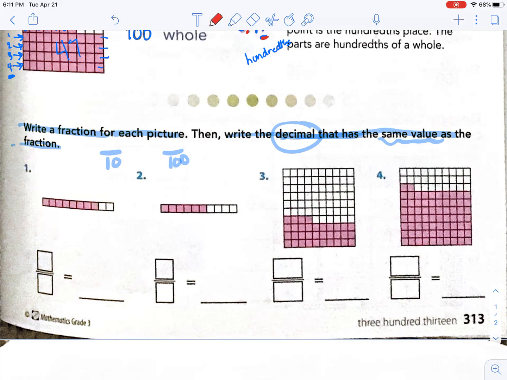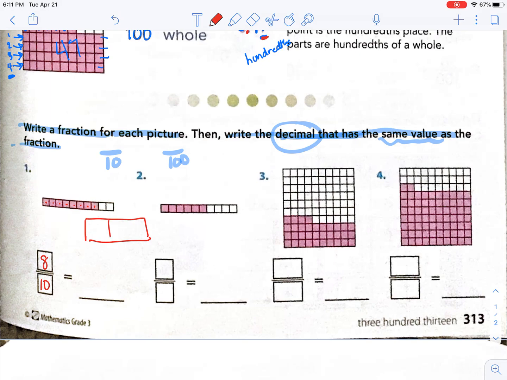So just know, I don't have to count all these squares. Is this a 10 rod or is this a 100 square? It's a 10 rod. So I know this is going to be out of 10. I'm writing in my denominator right now. How many out of 10 do we have? 1, 2, 3, 4, 5, 6, 7, 8. I have 8 tenths. As a decimal, I'm only going to go to the tenths place.